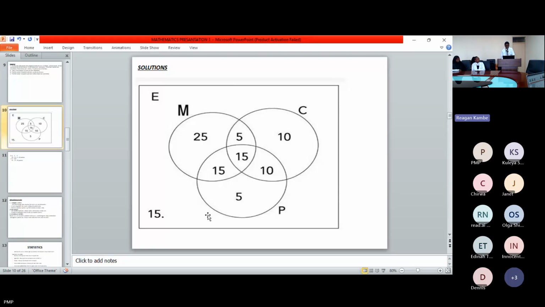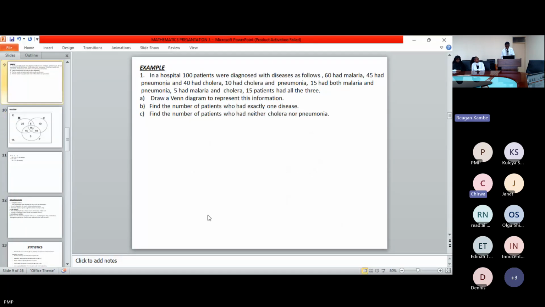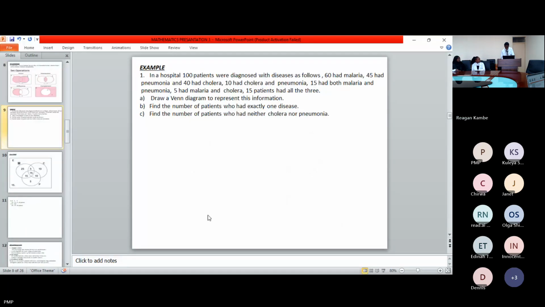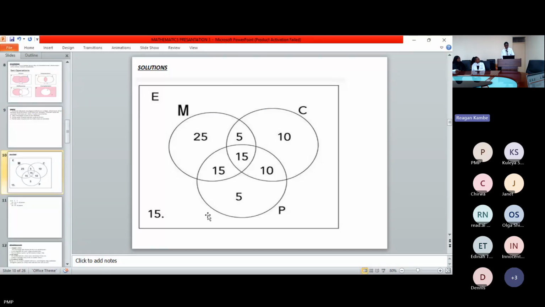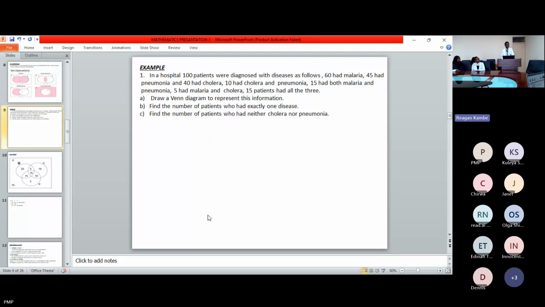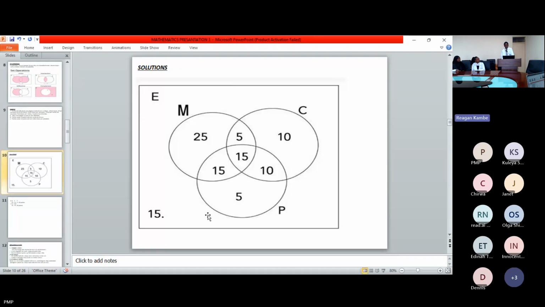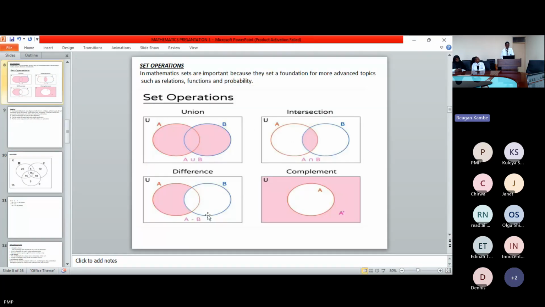So they also asked, how many patients? The information says how we got the 25 people who were sick of malaria. We then added all the intersections, so that's going to be 15 plus 5 plus 15, which gave us 35, and we subtracted that from 60, which gave us 25, which is going to add up to 60 students.